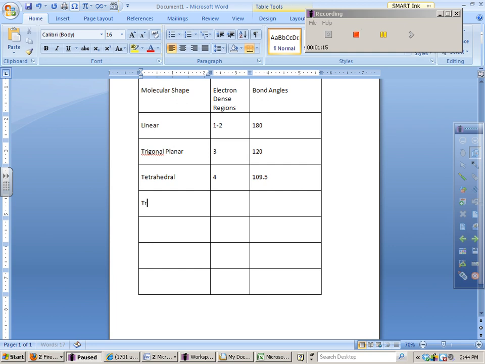Our next one is our trigonal bipyramidal. It's also going to have 5 electron dense regions. It's going to have 90-degree angles around all of the ends and 120 around the middle of the atom, what we call the equator. And this exception is going to be our phosphorus with 5 halogens. And our trigonal planar, we saw carbonates, but it's also going to be boron with 3 halogens.